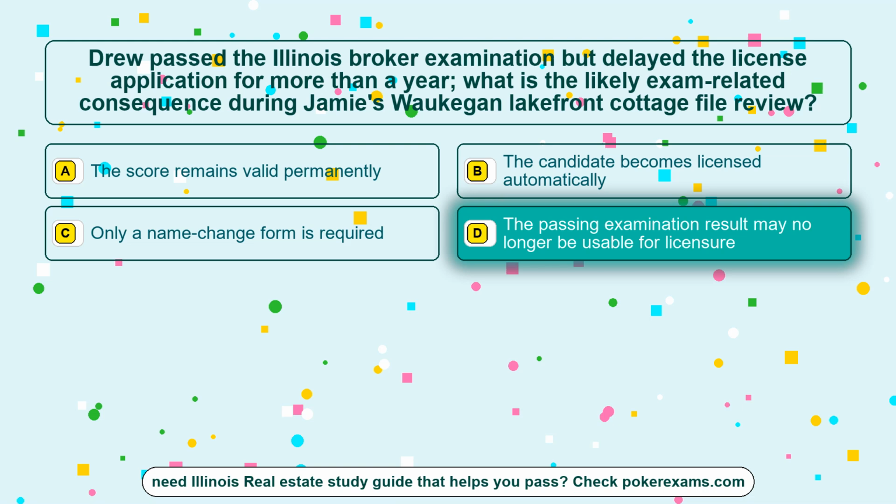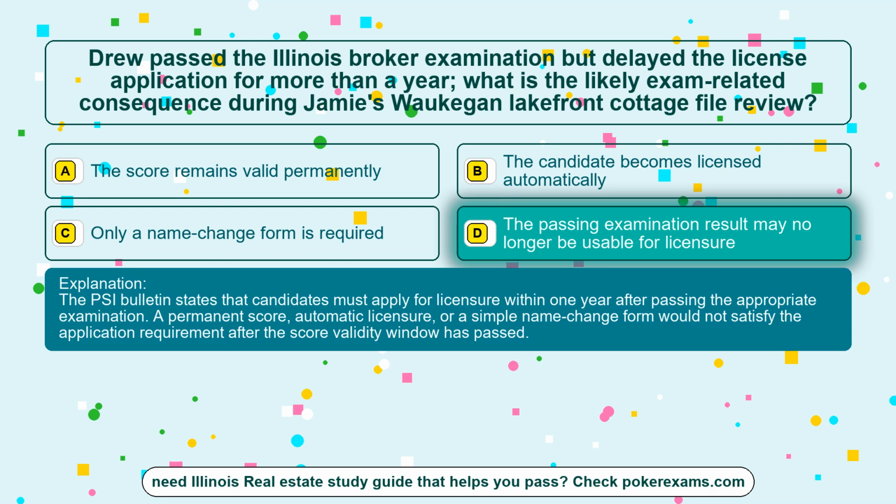The correct answer is option D. The passing examination result may no longer be usable for licensure. The SI Bulletin states that candidates must apply for licensure within 1 year after passing the appropriate examination. A permanent score, automatic licensure, or a simple name-change form would not satisfy the application requirement after the score validity window has passed.